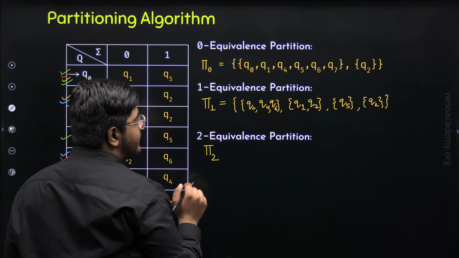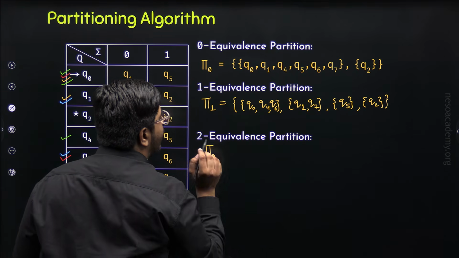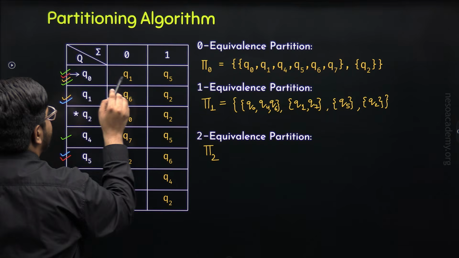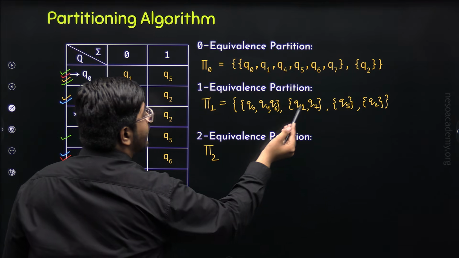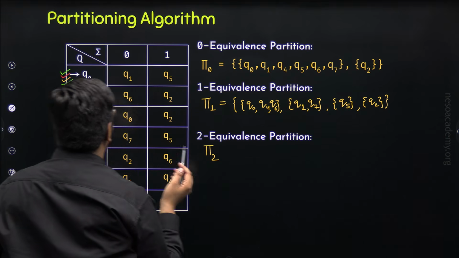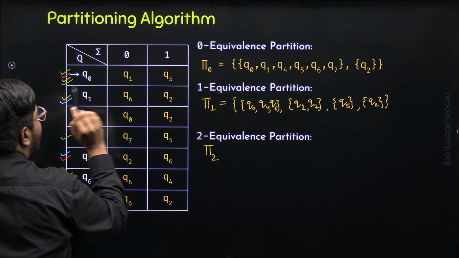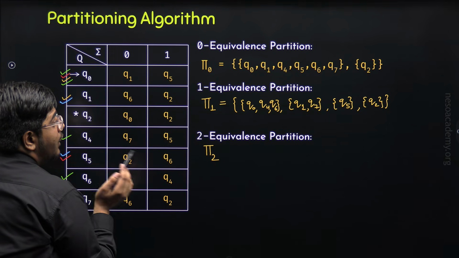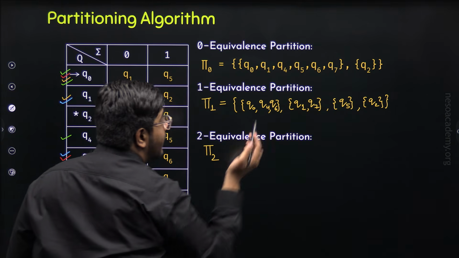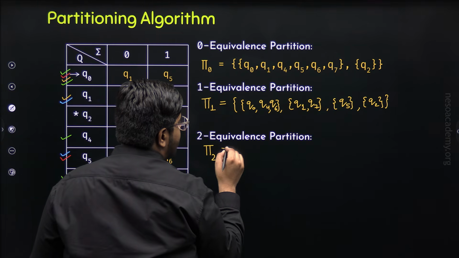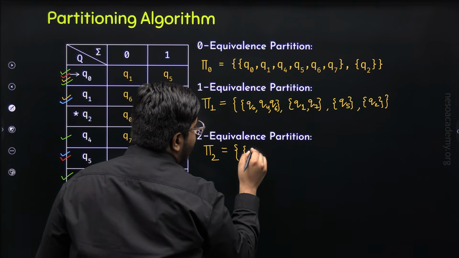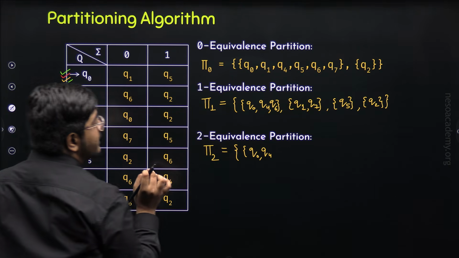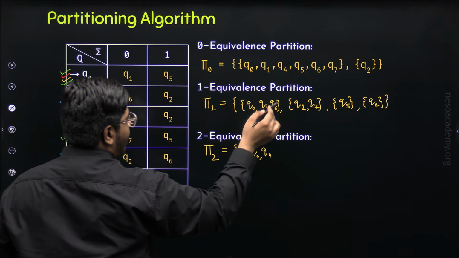So the first pair of states that we are taking is Q0 and Q4. On 0, it is giving Q1 and Q7. Now Q1 and Q7 lie under the same partition. Let's check for 1. Q0 gives Q5 and Q4 gives Q5. We are getting Q5 and Q5, which lie under the same partition. That means in two equivalence partition also, Q0 and Q4 are equivalent states, which means they will remain under the same partition.